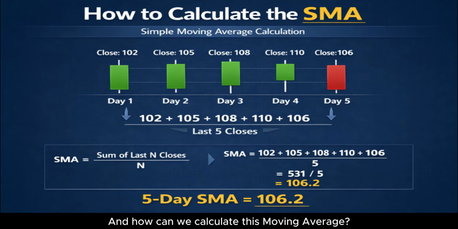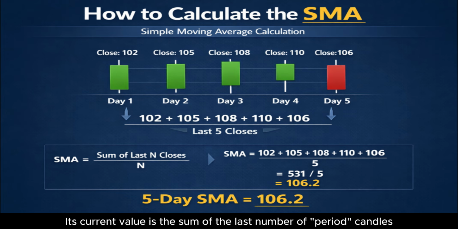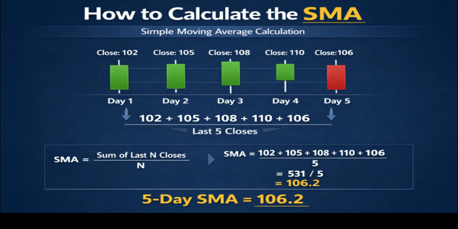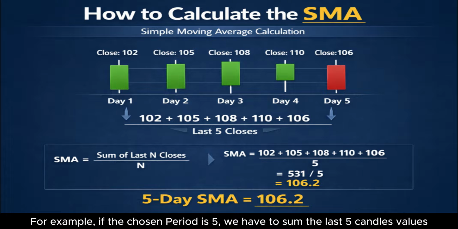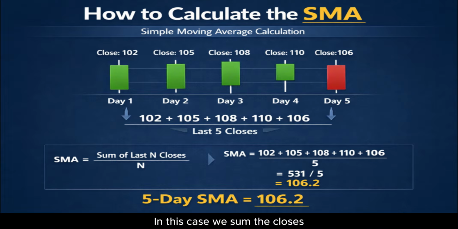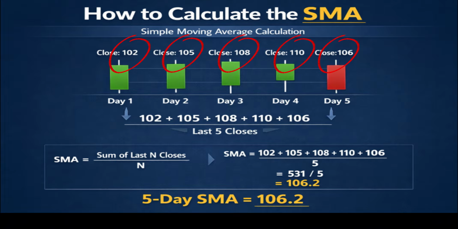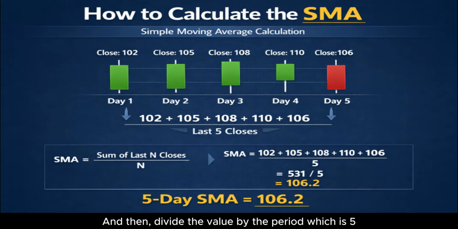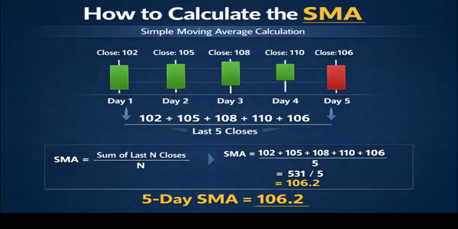And how can we calculate this moving average? Its current value is the sum of the last number of period candles. For example, if the chosen period is 5, we have to sum the last 5 candles' values. In this case, we sum the closes. And then divide the value by the period, which is 5.